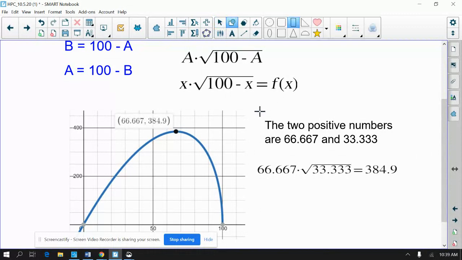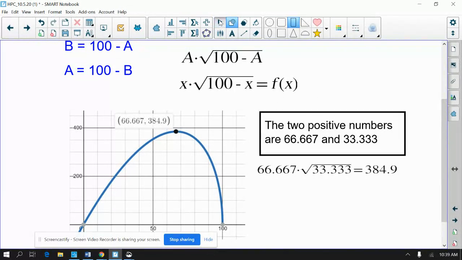So don't forget to answer the question. That seems like a silly thing to say, but know what the question is asking and answer the question. Everything else is work that supports your answer. It wanted me to find two numbers that add to 100. Bam, I got it. These two. And when I take one and multiply it by the square root of the other, I know I'm getting the greatest possible result, which happens to be 384.9.